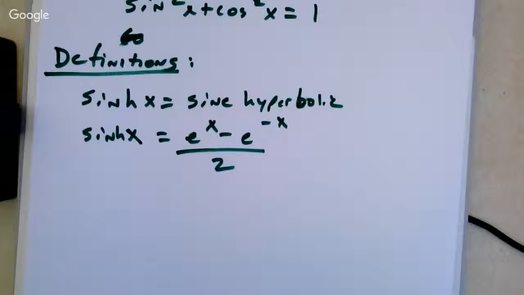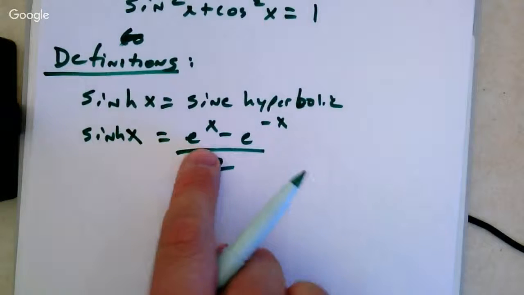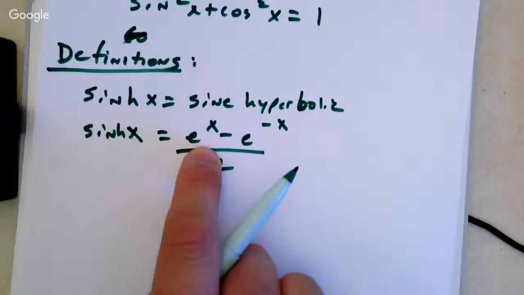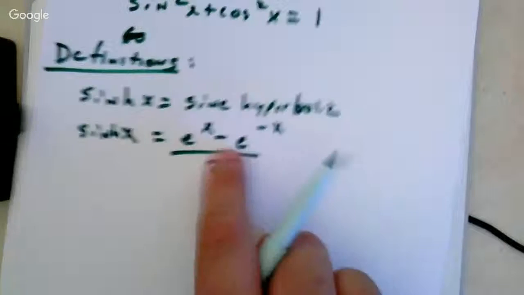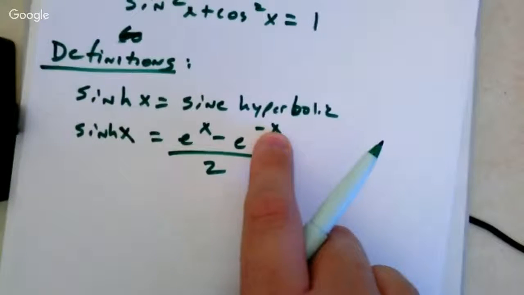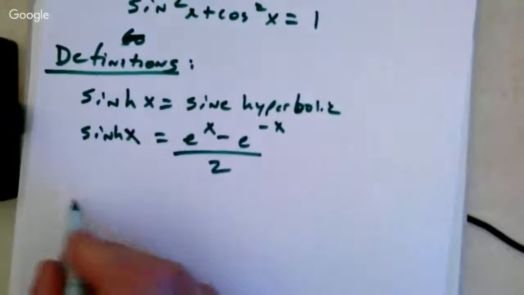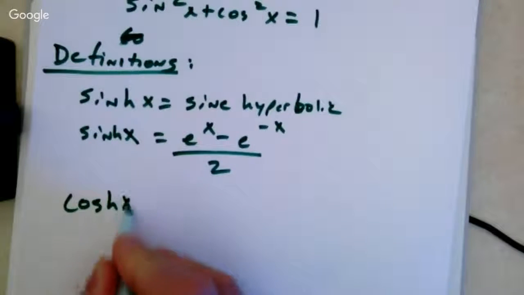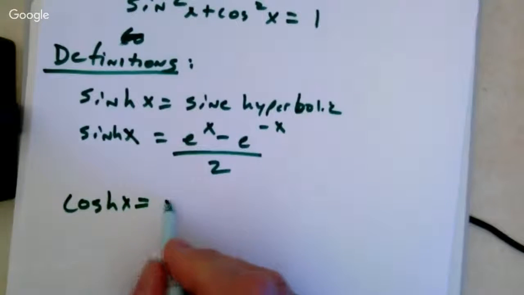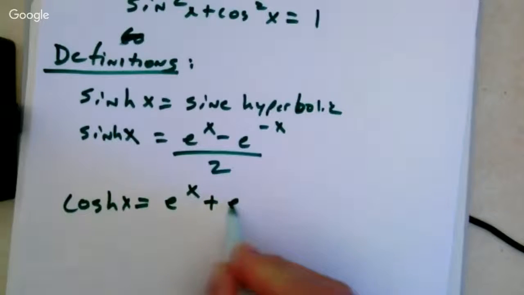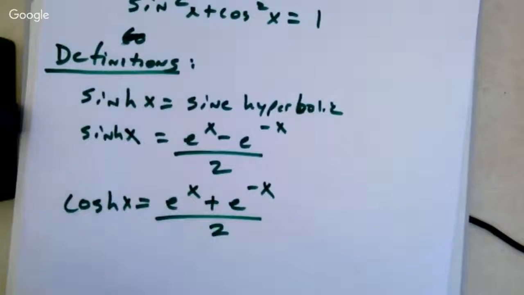Now, you could imagine it's not too challenging to find the derivative of that, because e to the x's derivative is e to the x, and negative e to the negative x's derivative is going to be, yeah. Okay, cosine hyperbolic: e to the x plus e to the negative x, all over 2.